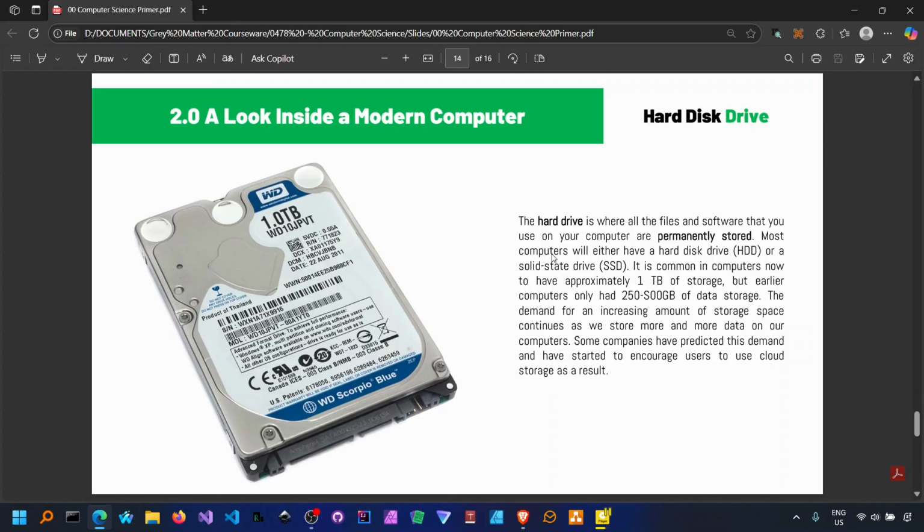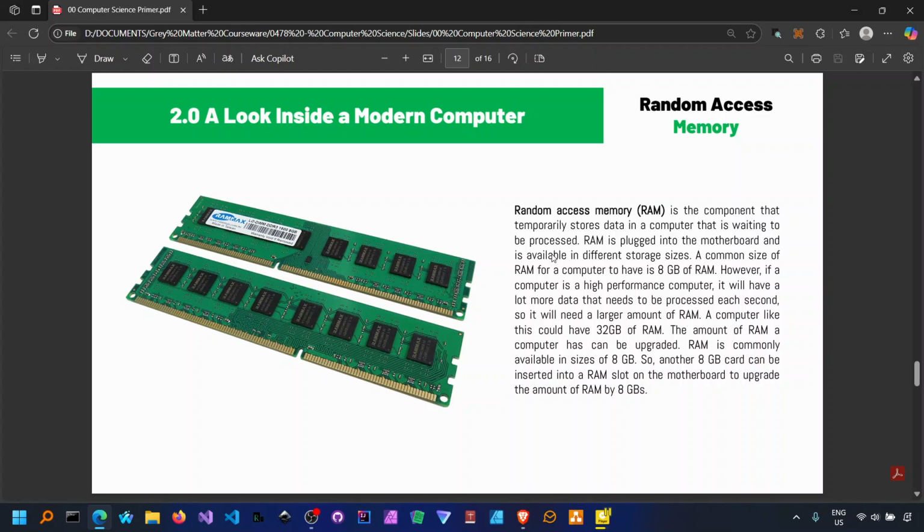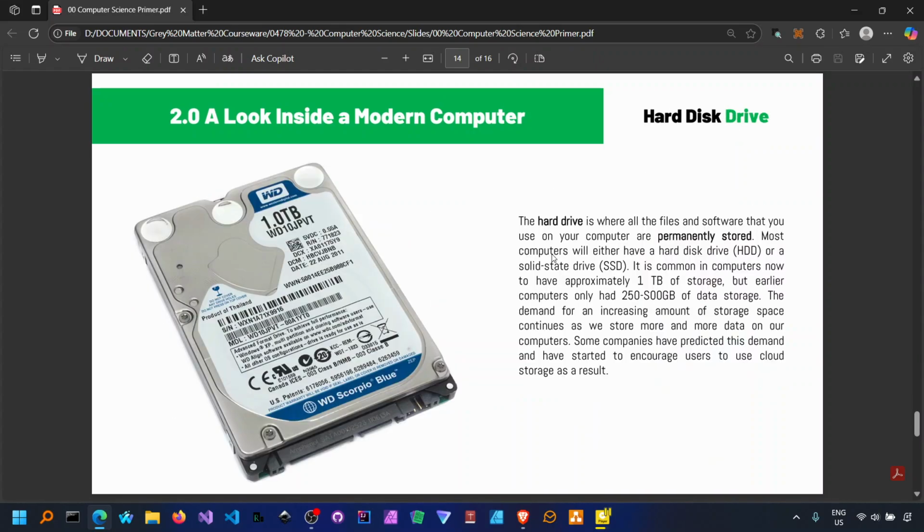Then remember, we said that RAM is working memory, right? Then obviously you need permanent memory, something that you're going to store your information permanently. So that's where hard disk drives come into play. There's also solid state drives that you can make use of to store your data. But then again, don't worry about it. We are going to be looking at that in more detail as we progress with the course.